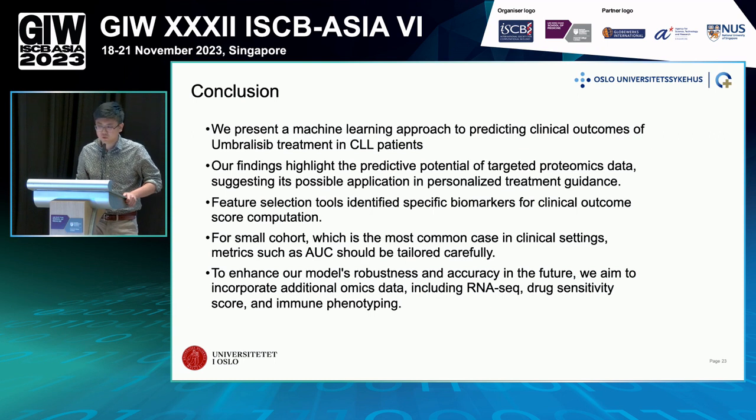Feature selection tool identified specific markers for clinical outcome score computation. For small cohorts, which is the most common case in clinical settings, metrics such as AUC should be tailored very carefully.